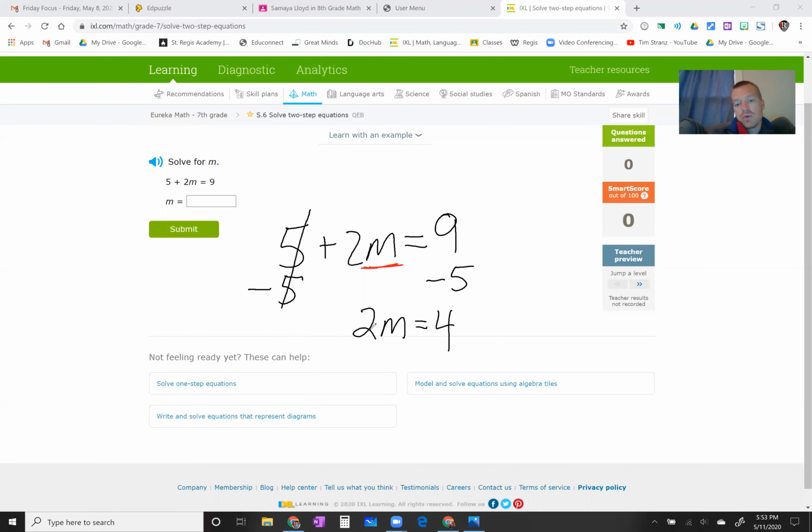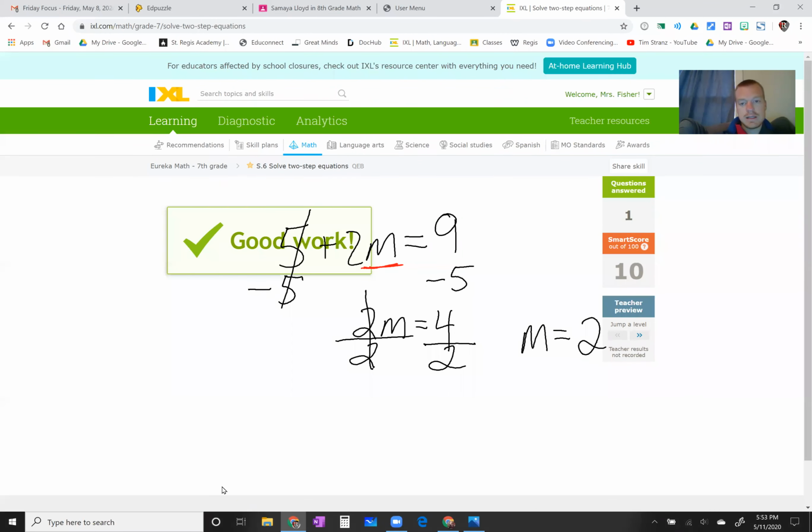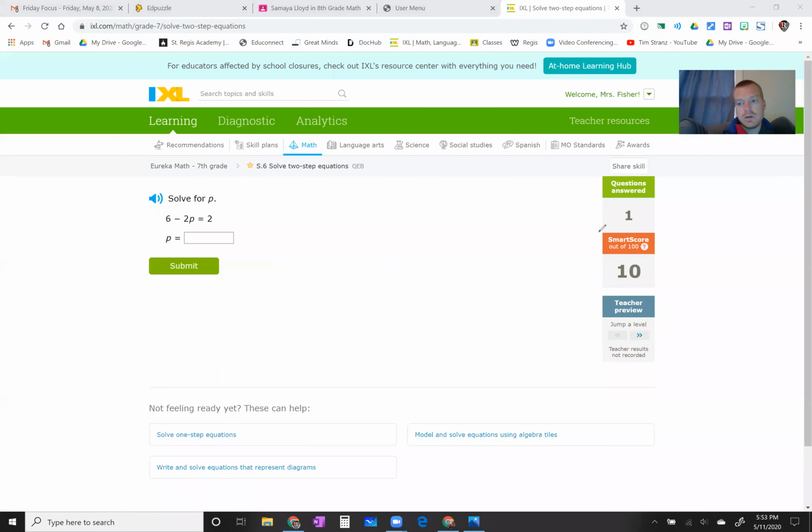Okay, right now, this says 2 times m equals 4. I need to do the opposite of multiplication, which means I need to divide by 2. I did it on this side, which means I have to do it on this side. When I do that, these 2's cancel out, and you are just left with m now, all by itself, exactly what you're looking for. 4 divided by 2 is 2. So we know that m is going to equal 2. Okay, let's look at a harder one.